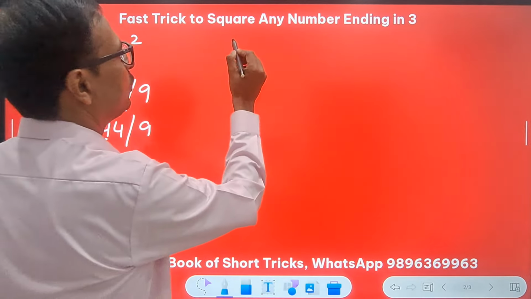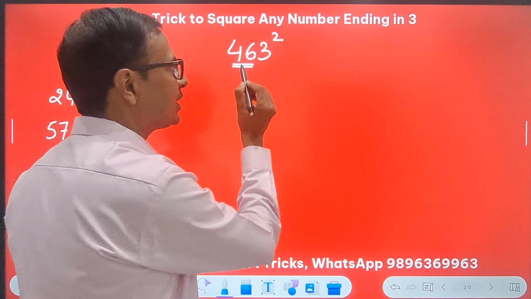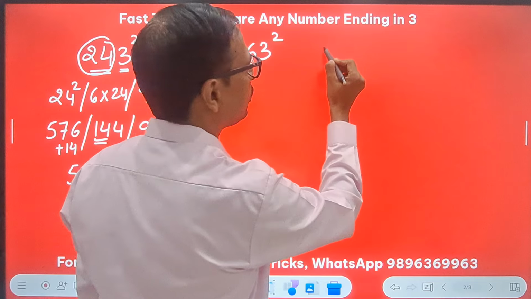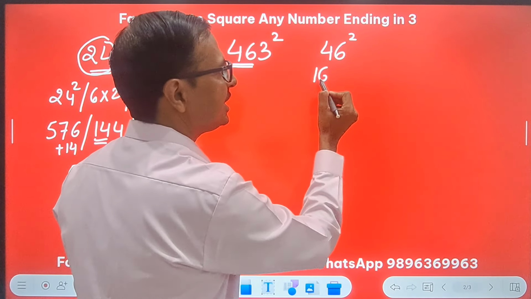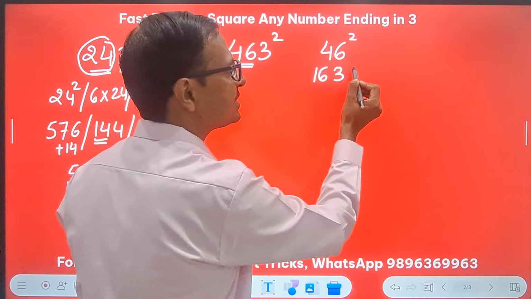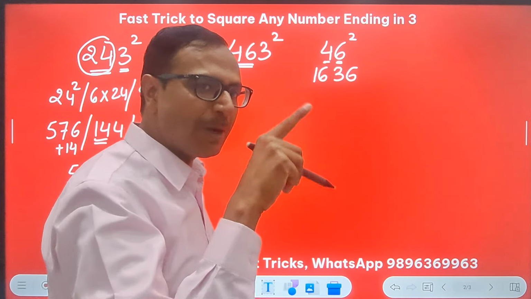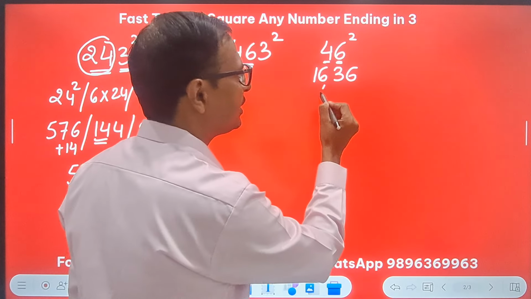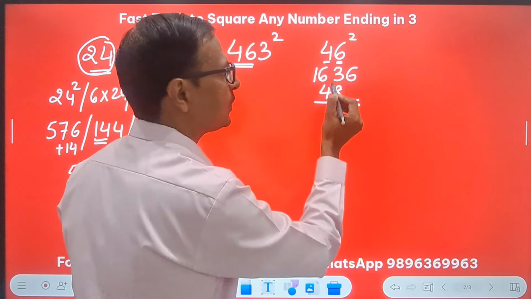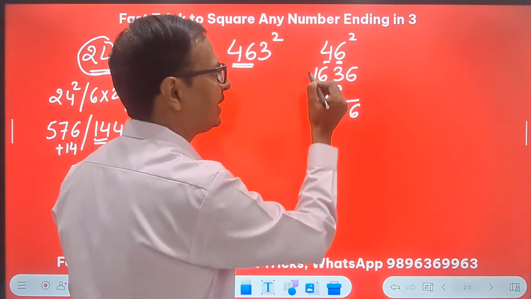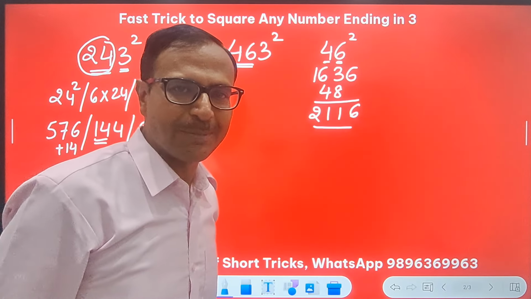Suppose you have to do 463 square. Now I need to know 46 square first. So to do 46 square, what will I do? 4 square is 16, 6 square is 36, and then multiply 4 and 6, you have 24. Double of 24 is 48. Write it in the middle and add vertically. 6, 11 means 1, 1 carry, 11 means 1, 1 carry, and then 2. That's how you find the square of 2-digit numbers.